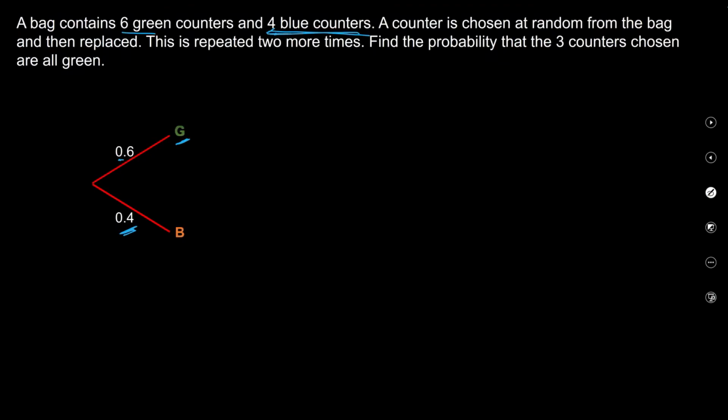Then what if we do the same thing again? Because we're replacing it, the chance of getting green again is still 0.6, and of getting blue will still be 0.4. If we get blue and we return it back, the chance of getting green is still 0.6, and of getting blue is still 0.4. Are we together? Now, we do the same thing again.